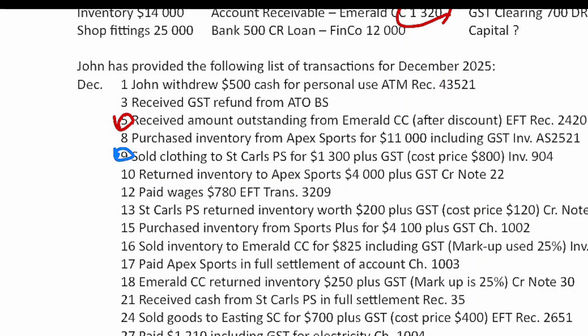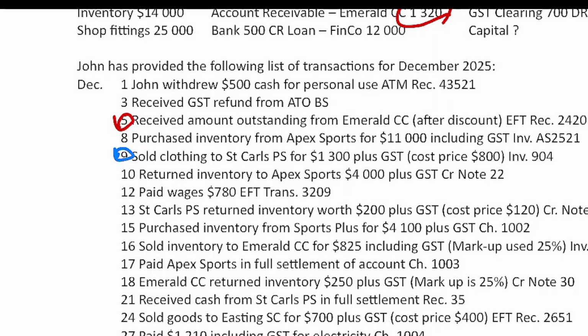I made a mistake. What is the double entry for 9th? I did the sales first instead of the cost. Yeah, that's the method to do. Okay, tell me. So sales and GST clearing are credited, and bank. How much? Sales 1300 and GST clearing 130. And bank is debited 1430. Yes.